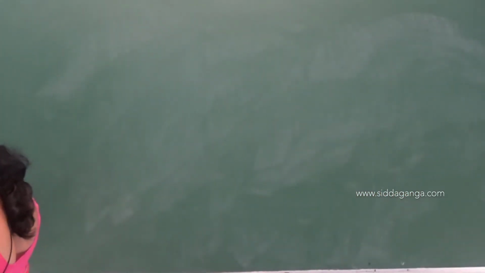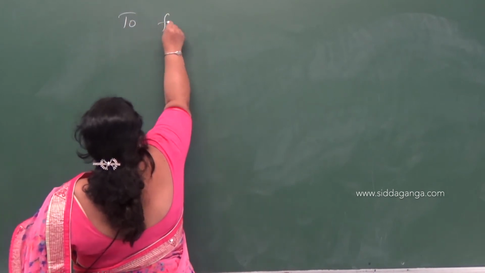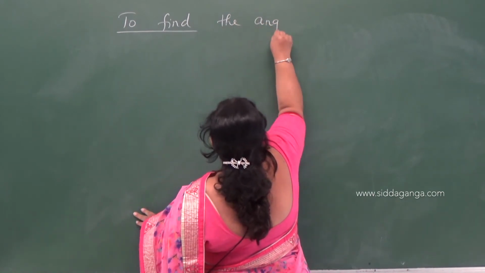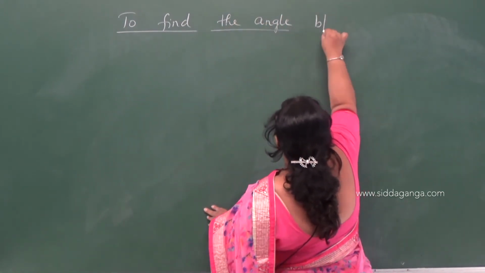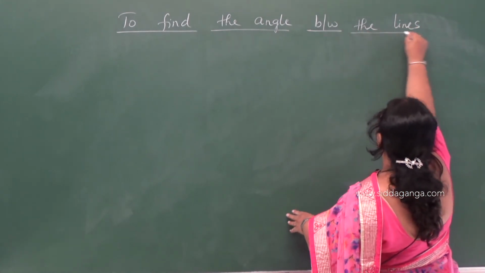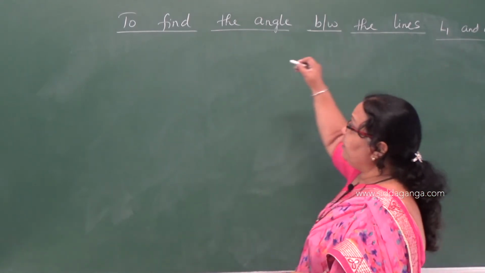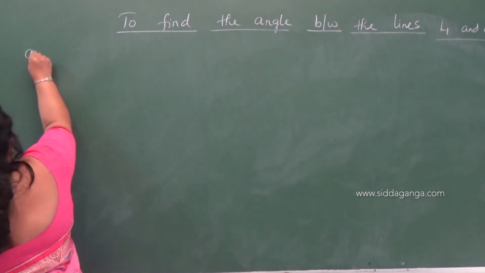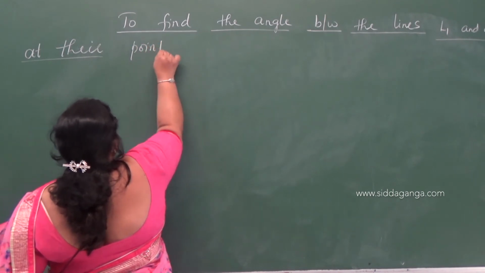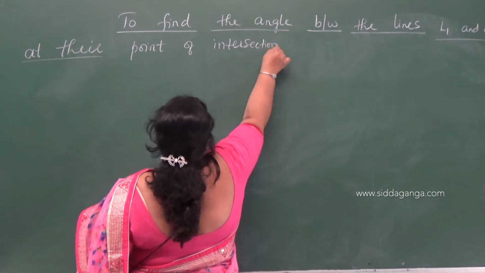So now here, to find the angle between the lines L1 and L2 at their point of intersection.